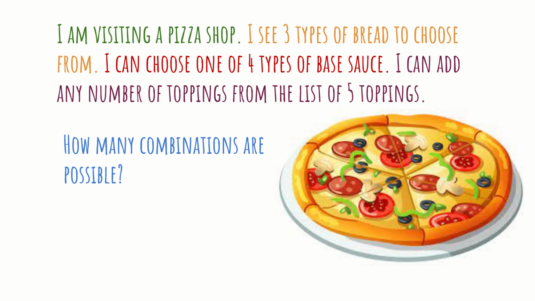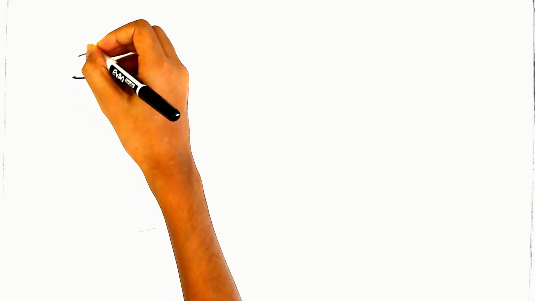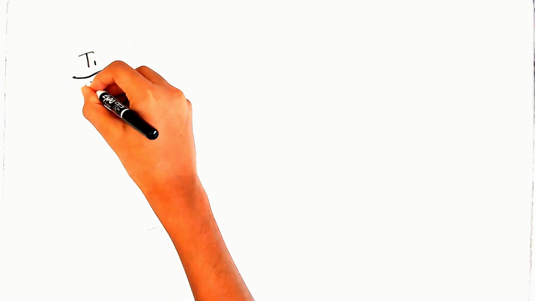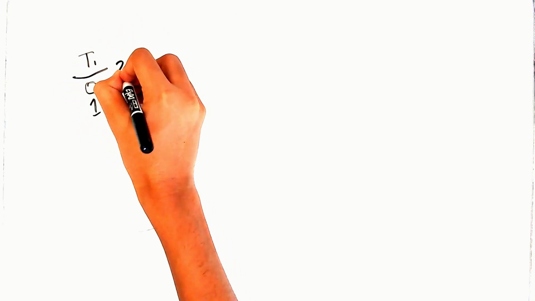Let's find out! So here, let's start with "I can add any number of toppings from the list of 5 toppings." So let's start with just one topping. So topping 1. So we can only do no topping or 1 topping, so 2.